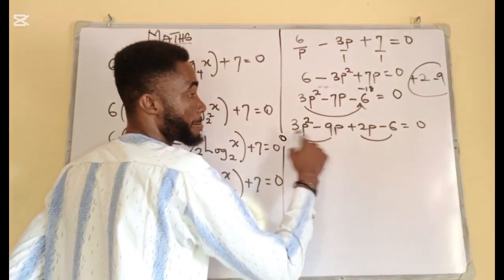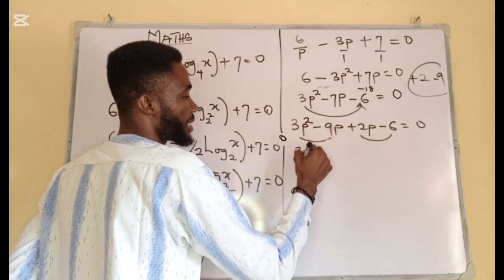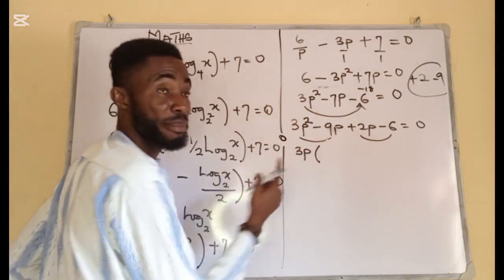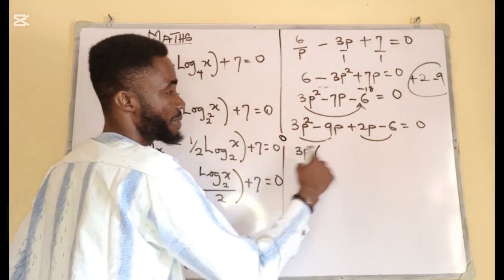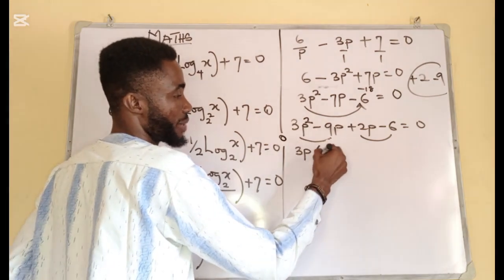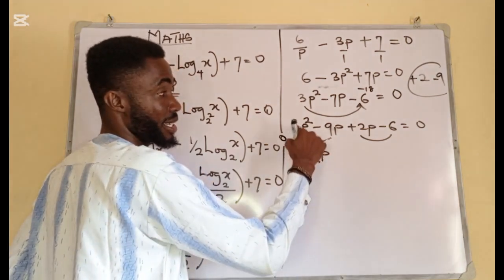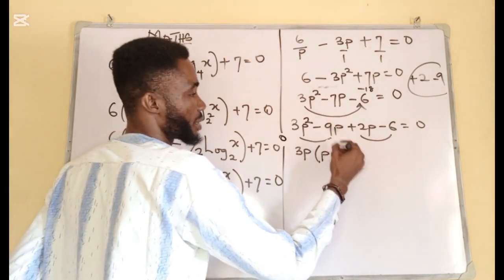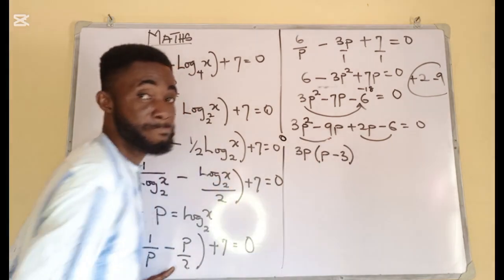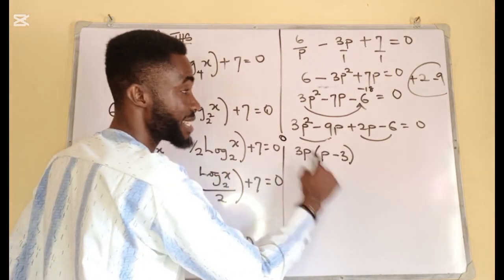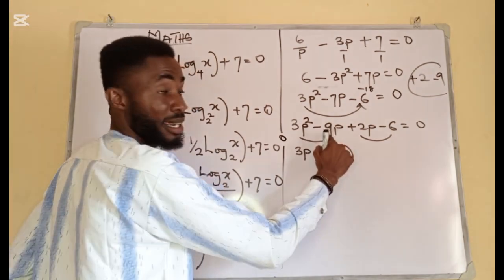What is common here? 3p is common, right? So bringing out 3p, that is common. When I bring out 3p here, now I'm factorizing. 3p times what will give me 3p squared? It should be p, right? Now minus what? 3p times what will give me minus 9p? It is 3. Exactly. Because 3p times p is 3p squared, and 3p times 3 is minus 9p.